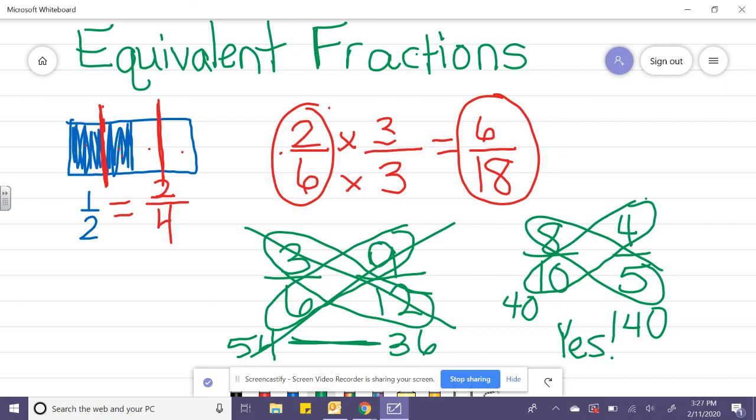Those are just 3 of the ways we have learned to find equivalent fractions in our unit so far. I thought I would share them with you in case you're wanting to talk about it at home at all.